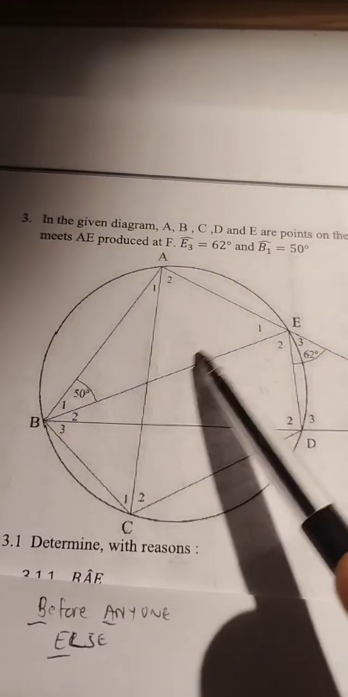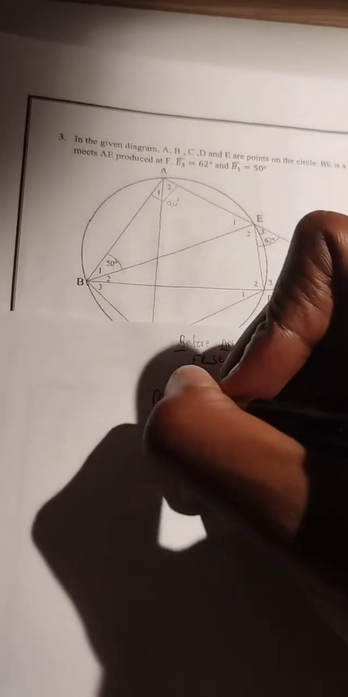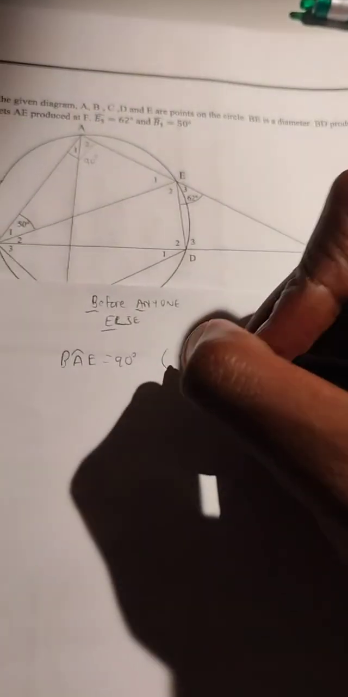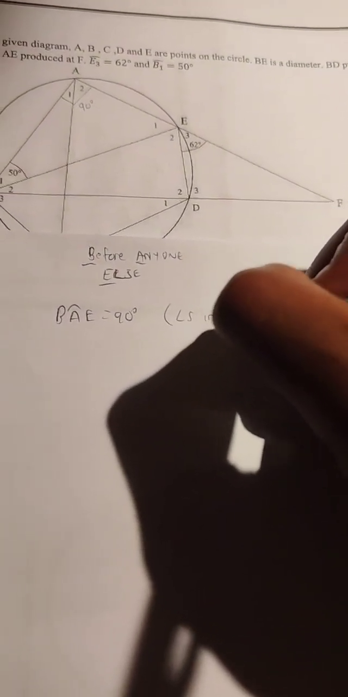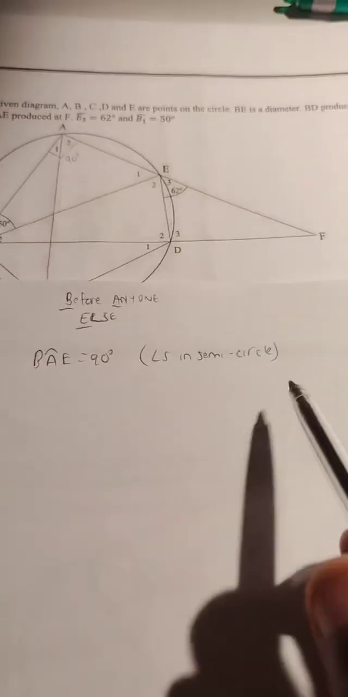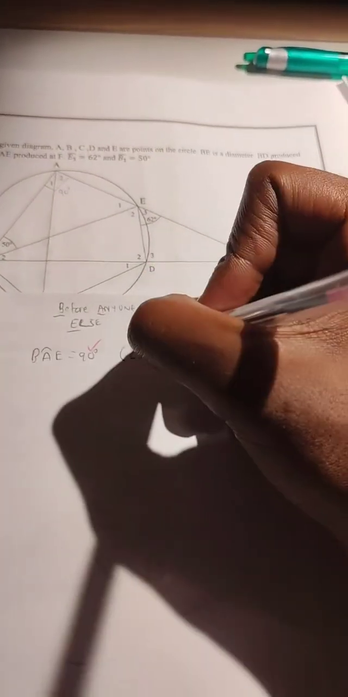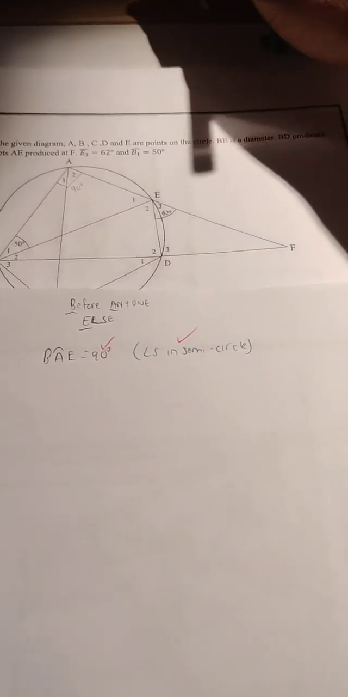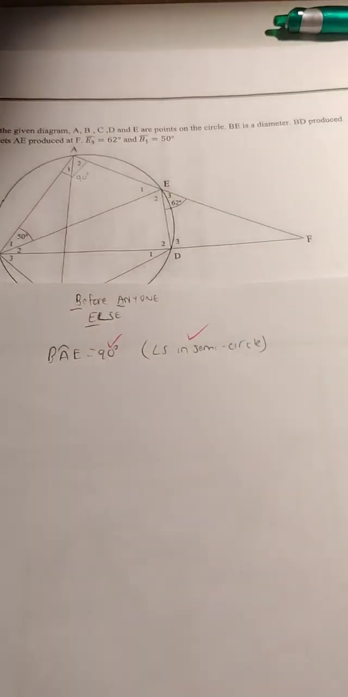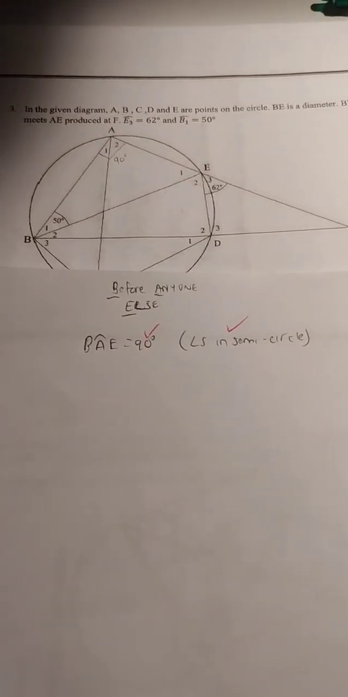BAE. We were told that BE is a diameter. So if BE is a diameter, that means this entire angle, all of it, is 90. So we're going to say BAE is equal to 90 degrees. And reason: angles in semicircle. Acceptable reason. One mark for statement, one mark for reason. Or it could be just one mark for both statement and reason. We always should be aware of that.